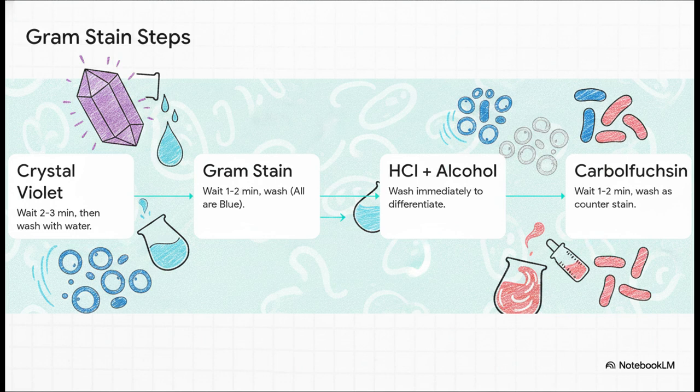Step 1, you apply crystal violet stain on your smear and then wash it. Step 2, apply the iodine gram stain. Now at this point, all the bacteria are blue. But step 3, this is the absolutely crucial differentiator. You apply HCl and alcohol and wash it immediately. This keeps your gram-positives blue, but it completely strips the color right out of the gram-negatives, making them totally colorless. And finally, step 4, apply the carbofuscin counterstain, which you probably know is safranin.